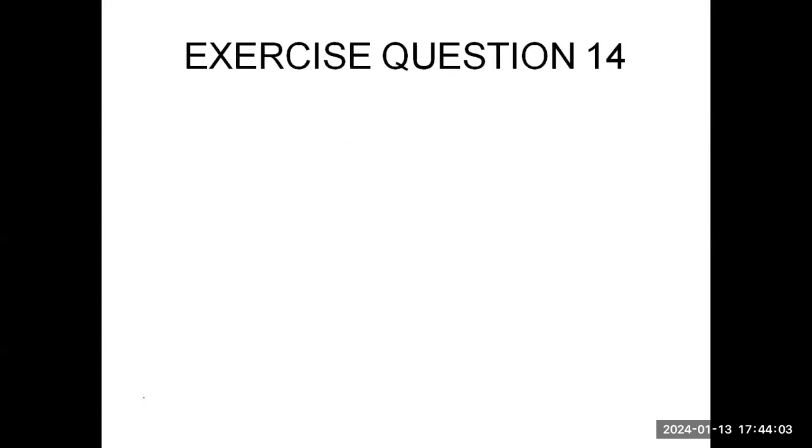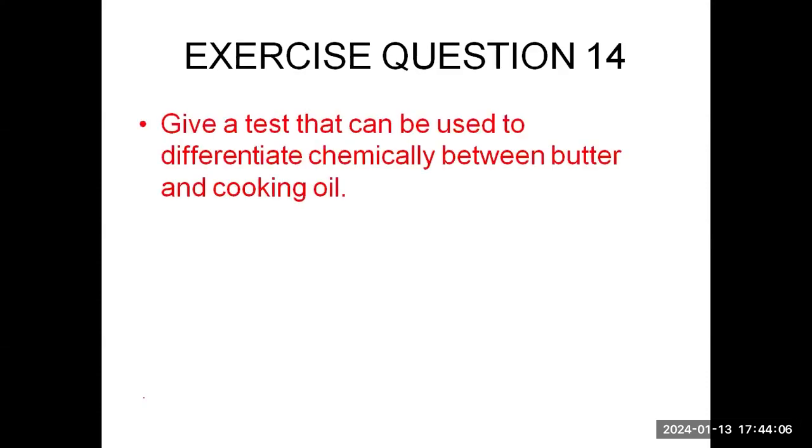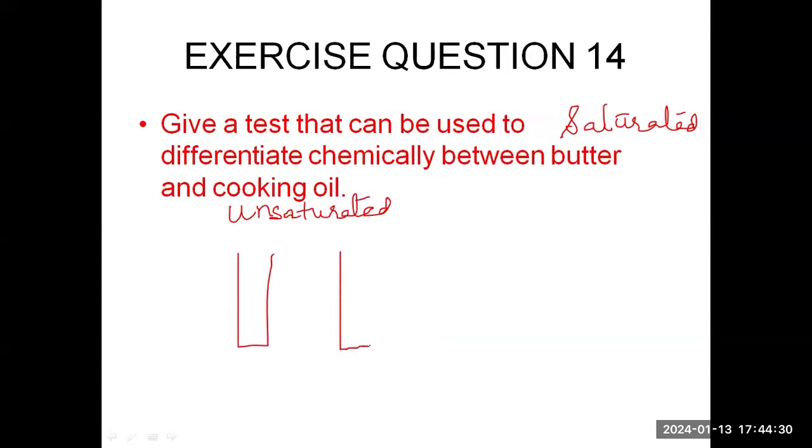All right. So the question was simple. You can answer like that. Now it is asking, give a test that can be used to differentiate chemically between butter and cooking oil. See children, butter is saturated and cooking oil is unsaturated. There is a very simple test. What you can do is take 2 test tubes. In one test tube, you take cooking oil. In the other one, you take butter.